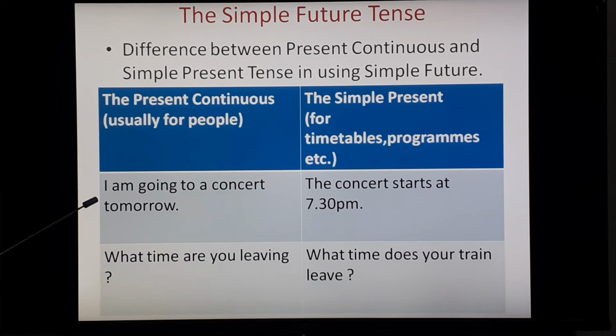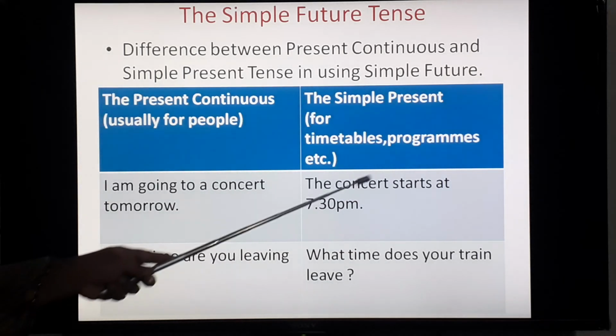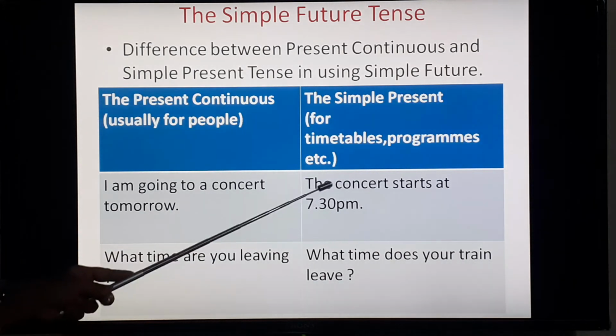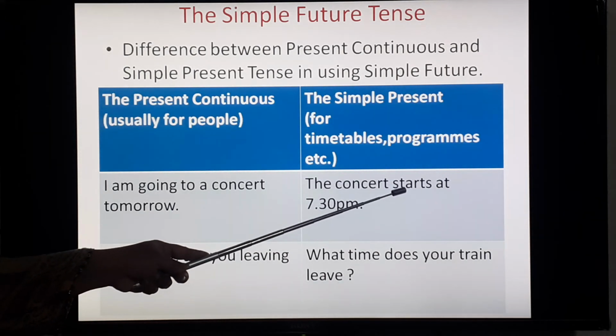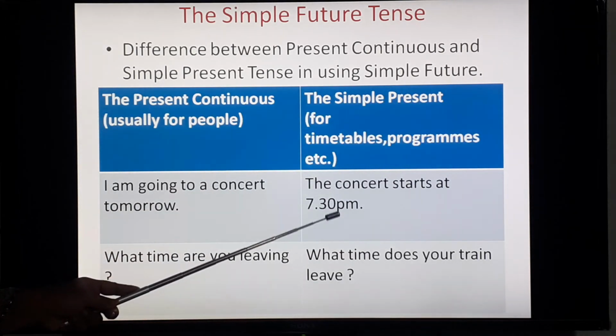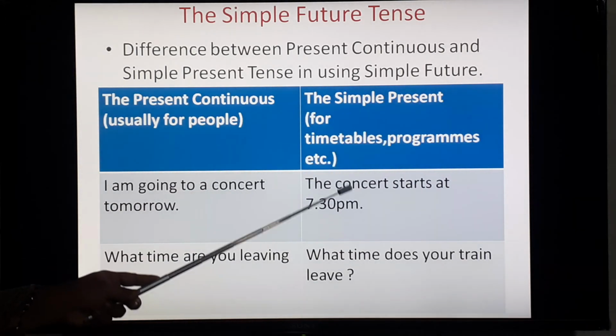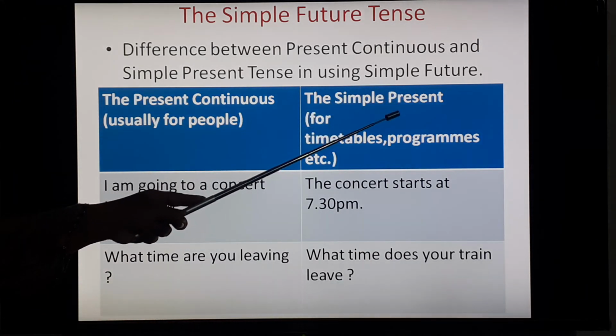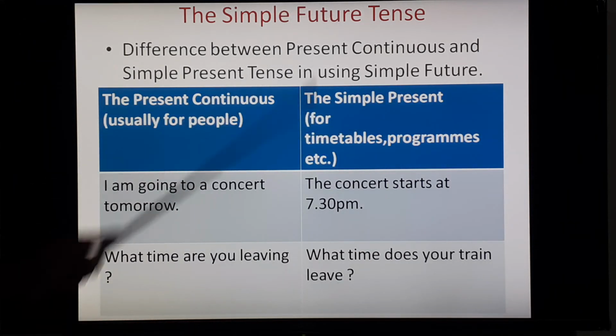So here see the example of the present continuous. I am going to a concert tomorrow. It is about a person. That is why here it is given I am going to. Whereas here, the concert starts at 7:30 p.m. Starts, that is simple present tense. Here it shows time. So for timetables and programs you can use the simple present tense in simple future.